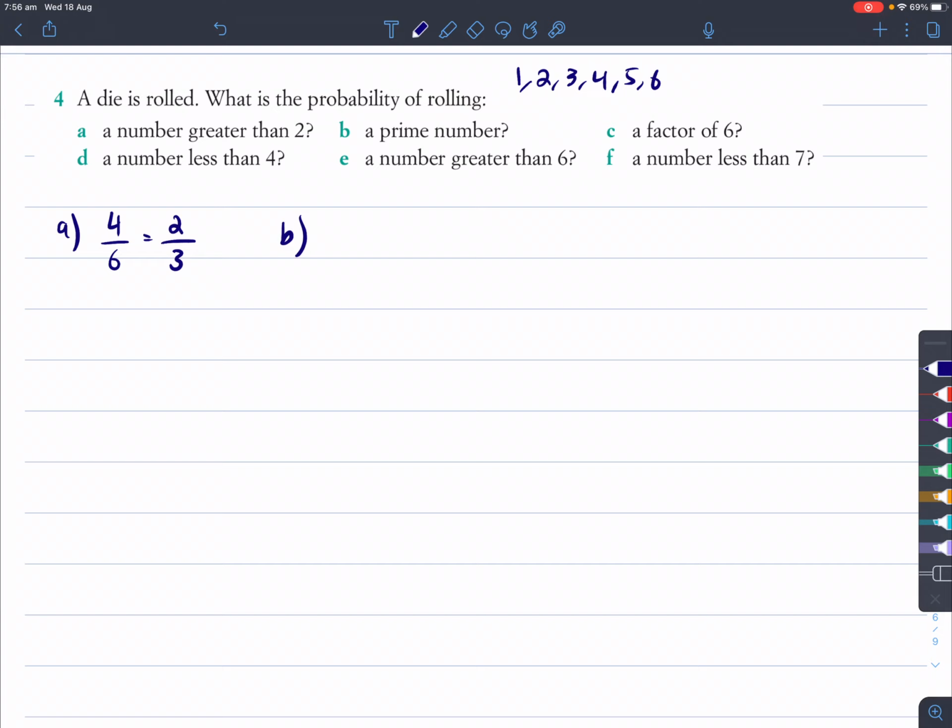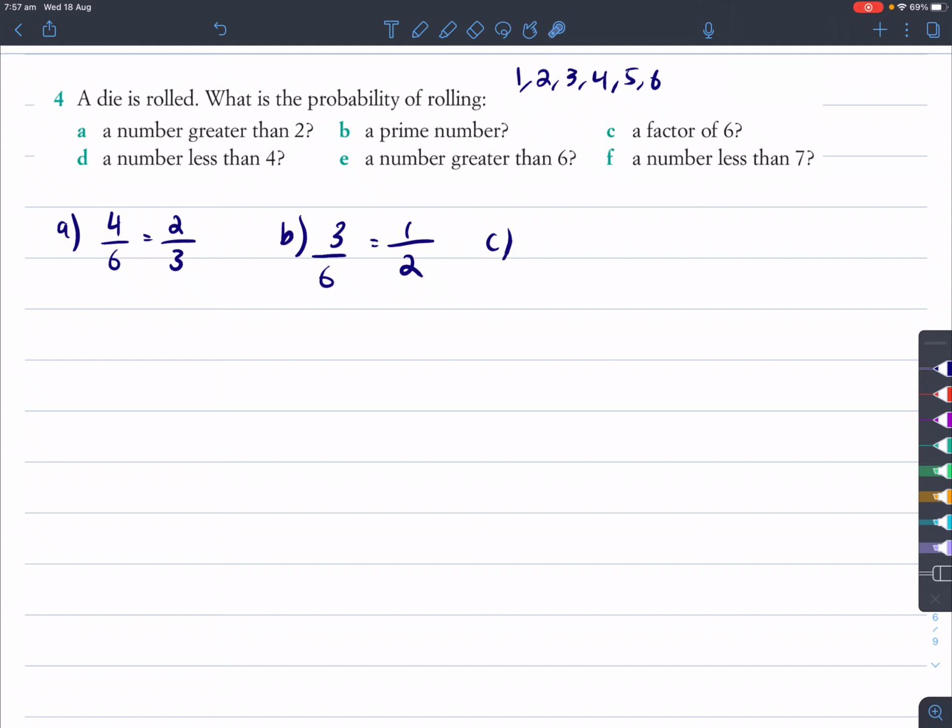B, a prime number. Prime numbers can divide by itself and the number 1. Now, the smallest prime number is not 1. 1 is not a prime number or composite. The smallest prime number is the number 2, which has factors of 2 itself, because 2 times 1 gives you 2. The next one is 3. 4 is not a prime number because it's composite. It has factors of 2, 1, and 4. The next one is 5. That is a prime number. And 6 is not a prime number. So there's only 3 numbers out of the 6 which are prime numbers. So that's equal to half.